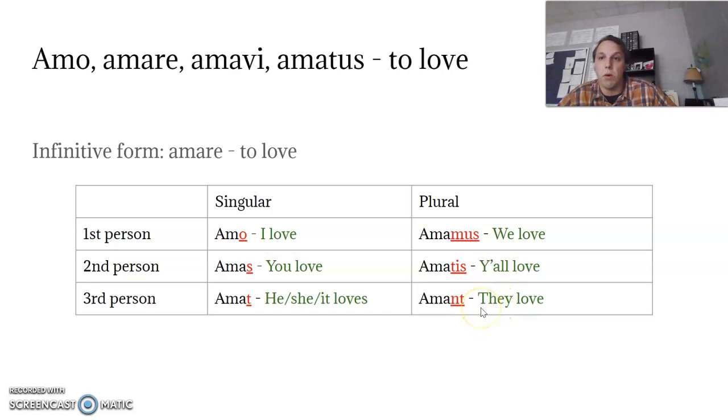And that's basically it. Most verbs will change in this way. So it helps to remember the endings. O, s, t, mus, tis, unt. In that order. First, second, third person singular. First, second, third person plural. O, s, t, mus, tis, unt. I, you, he, she, it, we, y'all, they.